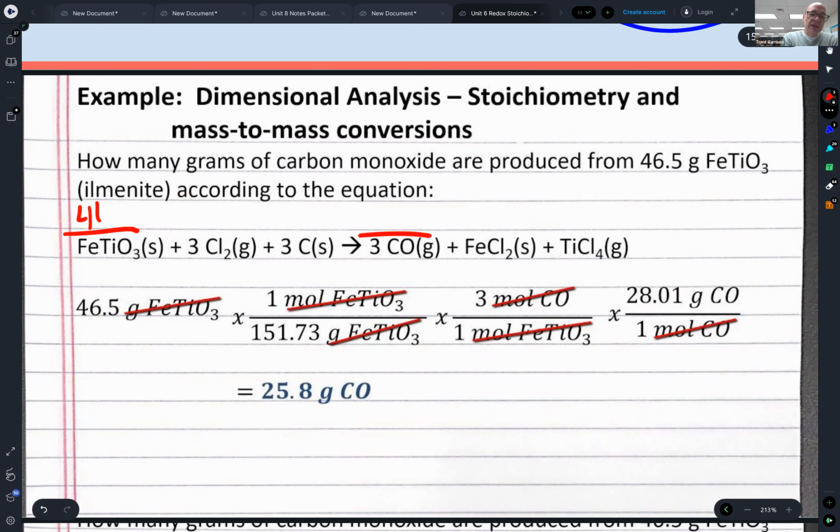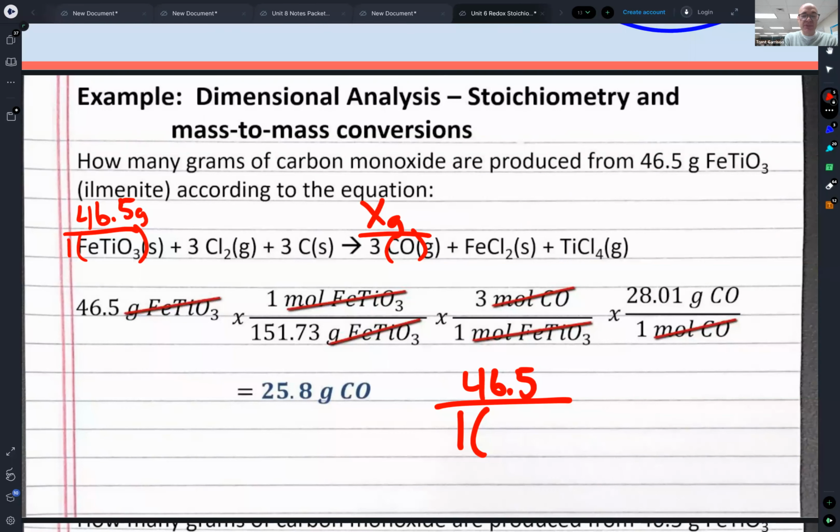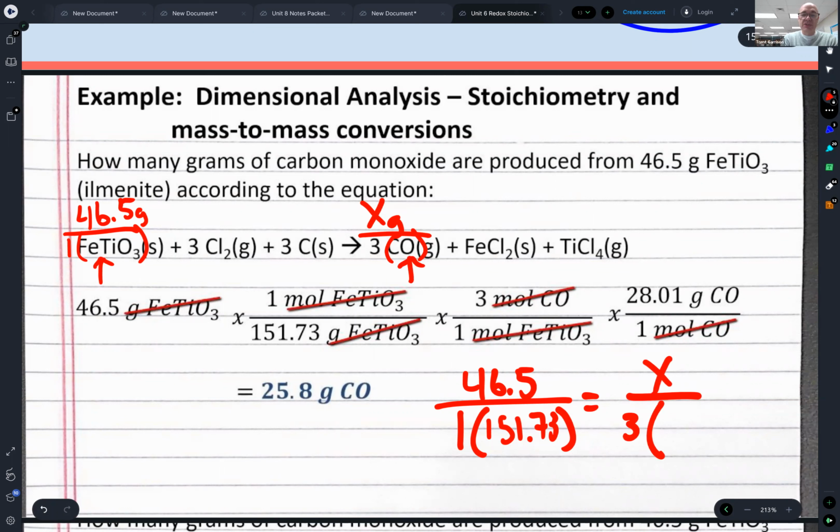Let's set up ratios. Some of you may say, I love me some cross multiplication. What I'm going to do is take this ratio that I've set up, and I'm going to rewrite it down here. 46.5 divided by 1 times the weight of that compound. I'm going to substitute in for FeTiO3 its weight, 151.73. On the right side, I've got X over 3 times the weight for CO, 28.01. Now this is a cross multiplication.